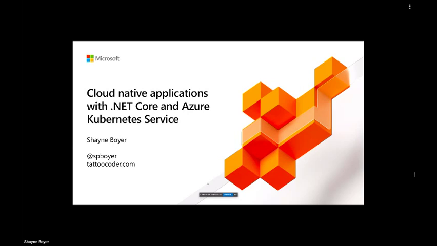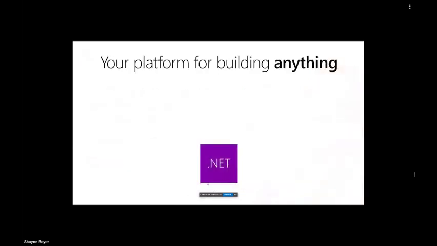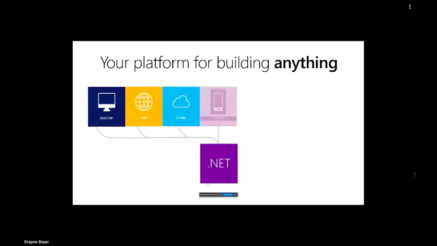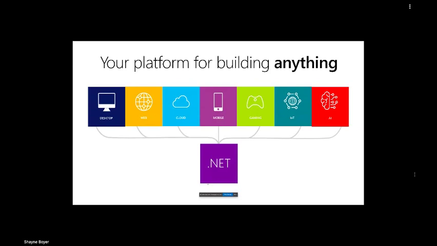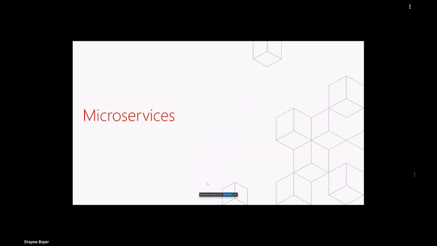I'm going to go ahead and share my screen. All right, perfect. So as we've known, we can use .NET Core to basically build anything right now. We have desktop applications, web apps, mobile, gaming, IoT, and obviously AI with ML.NET. But what I want to talk about today is building microservices and showing you how .NET can be used to build cloud development and microservices.